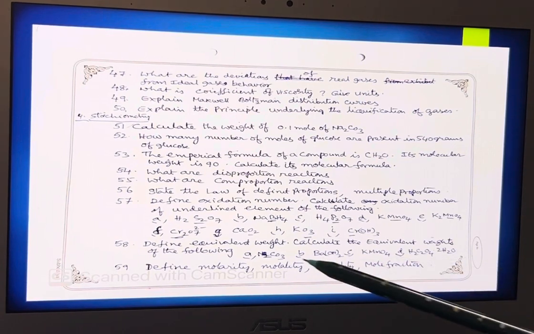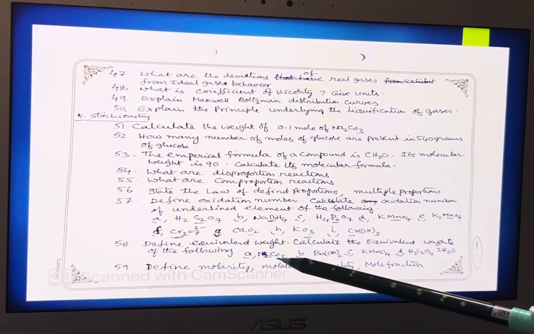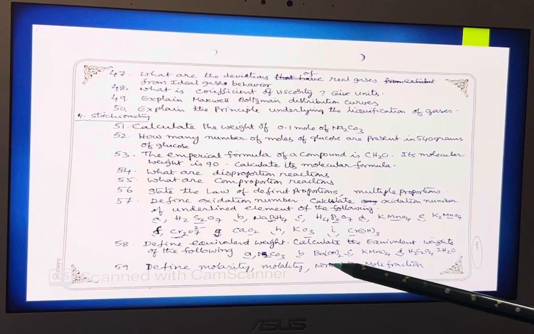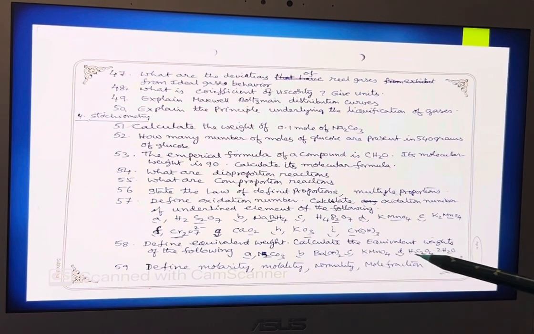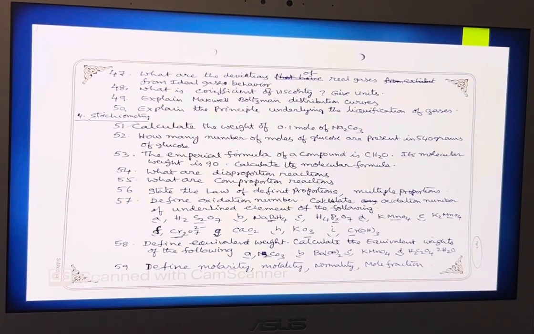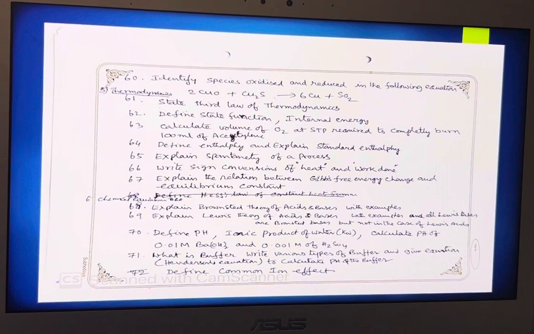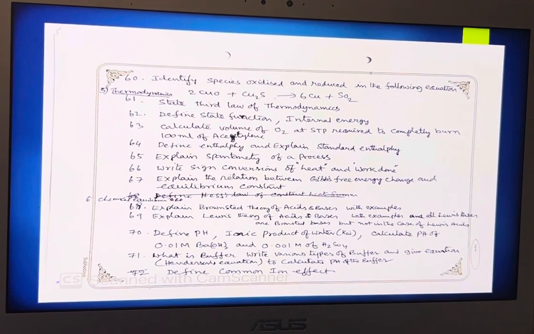Define equivalent weight, calculate the equivalent weights of the following: Na2CO3, Ba(OH)2, KMnO4, H2C2O4·2H2O. Define molality, normality and mole fraction. Identify species oxidized and reduced in the following equation.